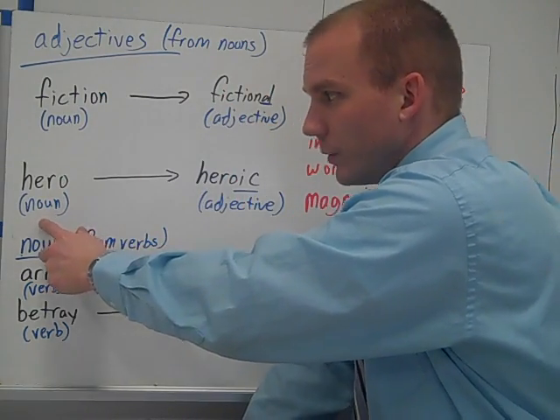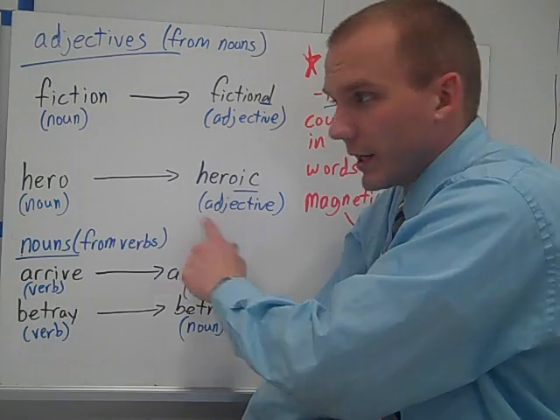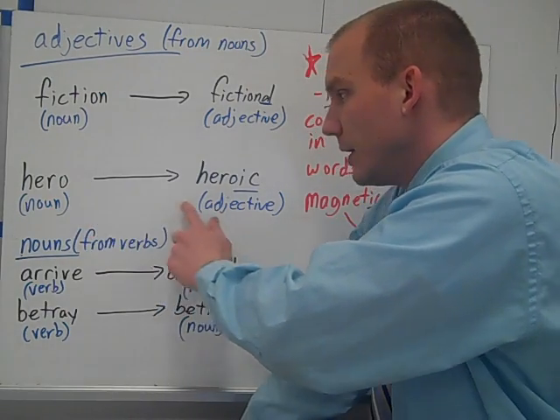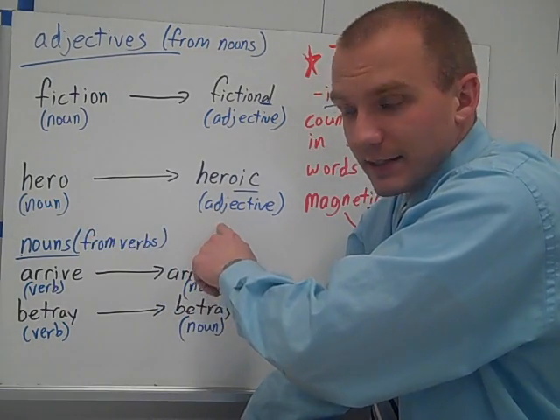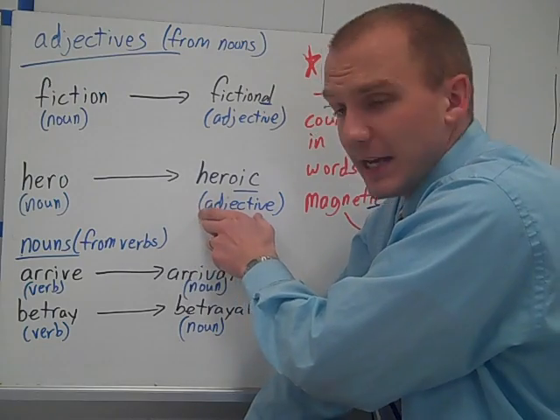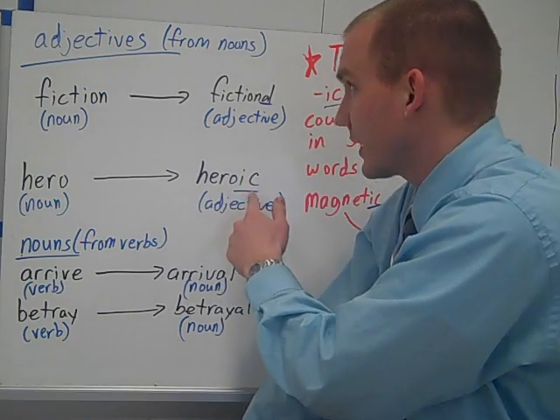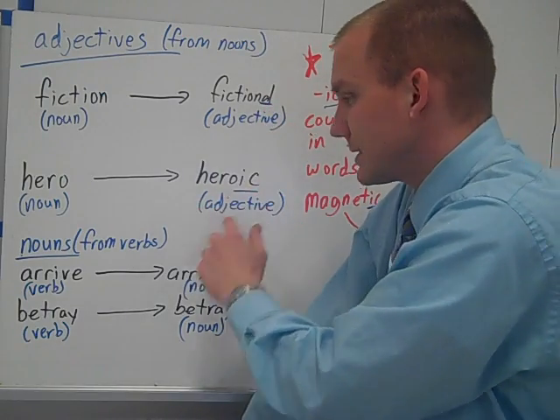Hero is a noun. When you add ic, it becomes heroic. So someone who is a hero might do something, and the thing that they did, the noun, is described with an adjective as heroic. And that's your suffix al and ic.